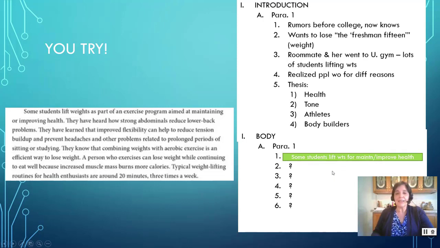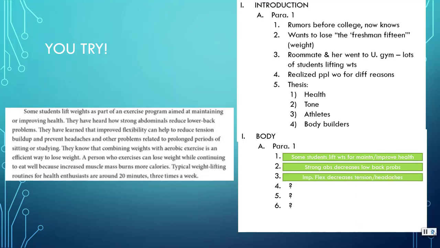The second sentence, I had strong abs decreases low back problems. And actually, I probably would have used a down arrow, but instead, to save time in PowerPoint, I just did it this way. And then we have the improved flex decreases tension/headaches, and weights plus aerobics equals lose weight is what I wrote there.